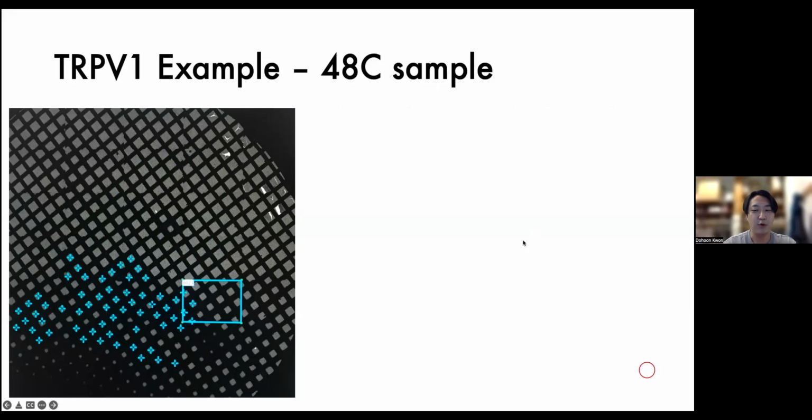This is the example of the 48 degree sample. You can see in this low magnification image, the ice thickness is very extreme. Here it is very thin, almost empty. Whenever we check this area, the ice is melting or it's just empty. Also, this area is very thick. So only this very narrow region, we can collect.